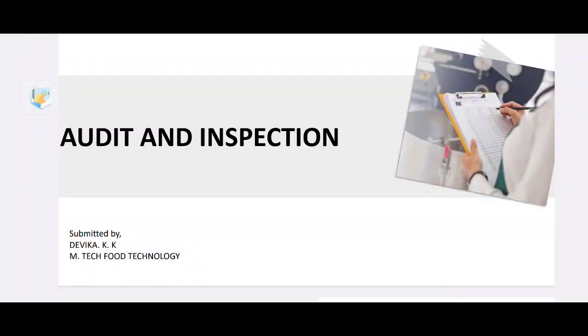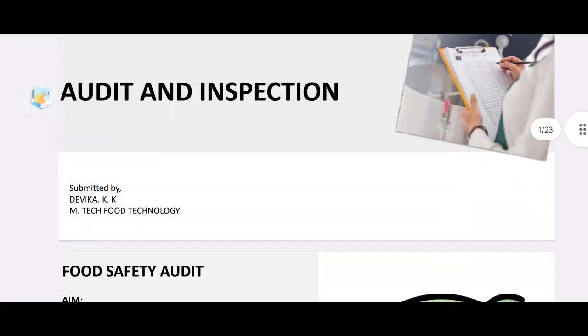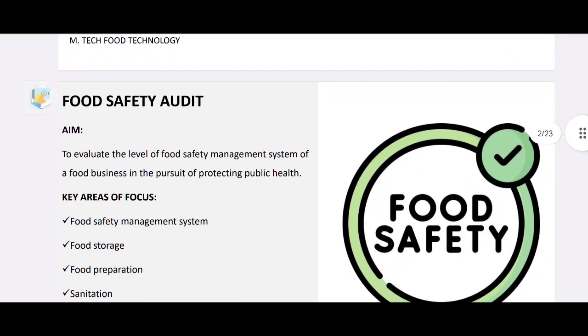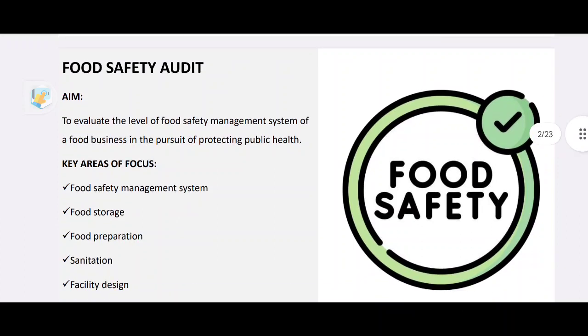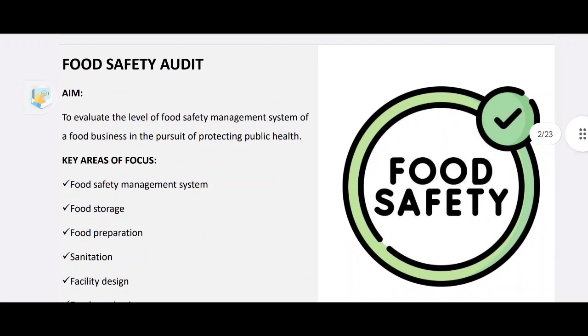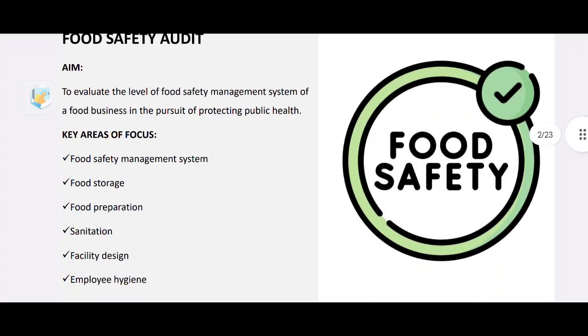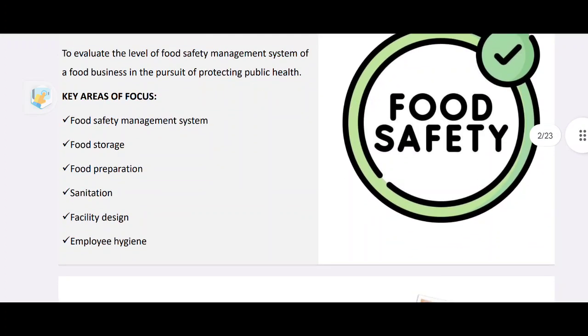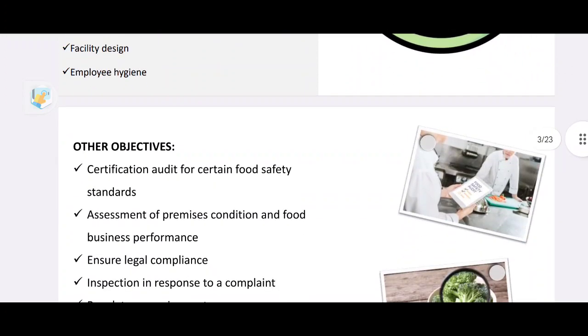Today we are going to discuss audit and inspection in food safety. First of all, what is a food safety audit? The aim of a food safety audit is to evaluate the level of food safety management system of a food business in the pursuit of protecting public health. The key areas of focus include food safety management system, food storage, food preparation, sanitation, facility design, and employee hygiene.